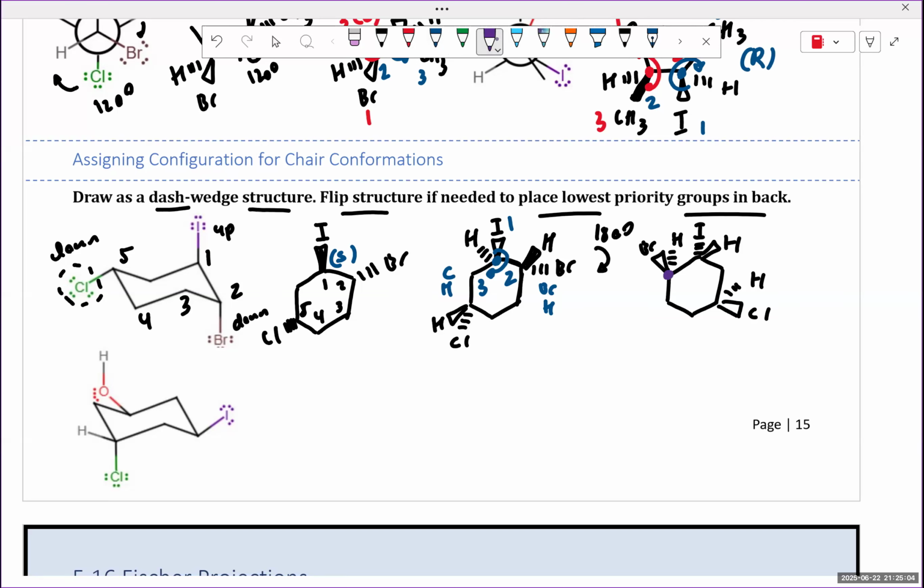Looking at this bromine stereocenter, the bromine's priority 1, the substituted carbon's priority 2, the unsubstituted carbon's priority 3, tracing from highest to lowest priority. This gives us an R stereocenter.